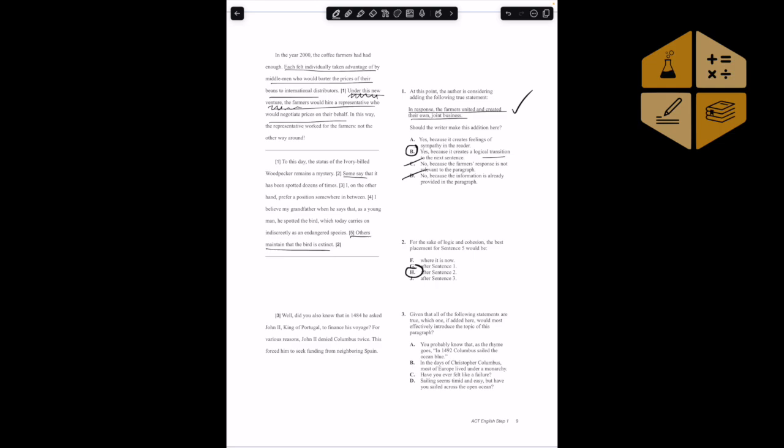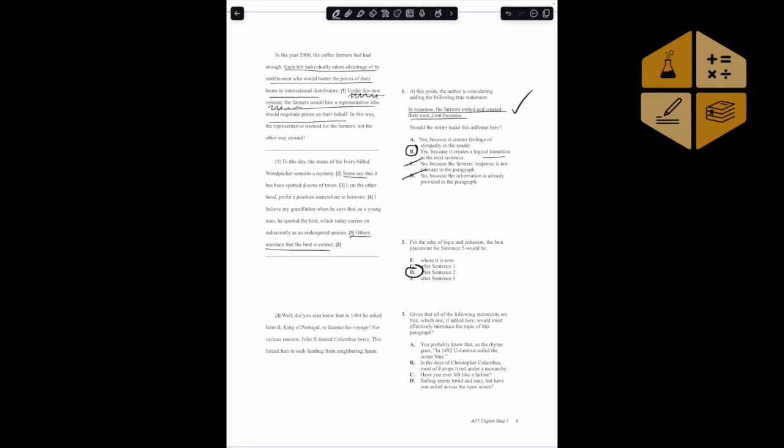Number 3. Given that all the following statements are true, which one if added here would most effectively introduce the topic of this paragraph? This is another extremely common ACT English question, and we have a paragraph here, obviously without an introductory sentence. So let's read the paragraph and then come back to the sentences and see which one would fit the best. Well, did you also know that in 1484, he asked John II, King of Portugal, to finance his voyage? For various reasons, John II denied Columbus twice. This forced him to seek funding from neighboring Spain.